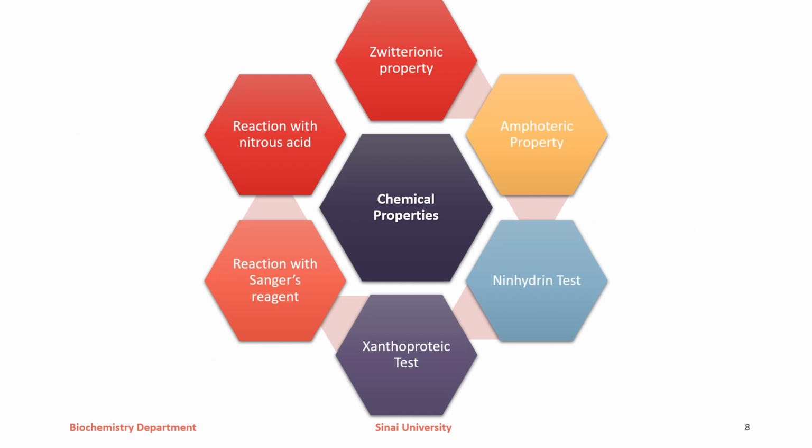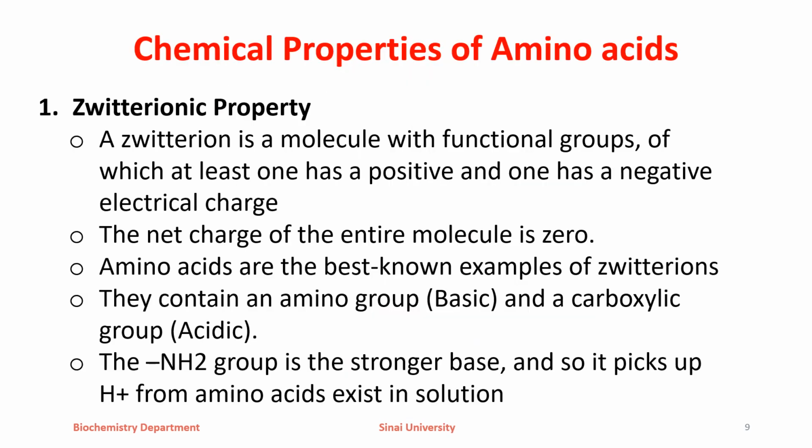Chemical properties are zwitterionic property, amphoteric property, ninhydrin test, xanthoproteic test, reaction with Sanger's reagent, reaction with nitrous acid. The first one is zwitterionic property. A zwitterion is a molecule with functional groups of which at least one has a positive and one has a negative electrical charge. The net charge of the entire molecule is zero.